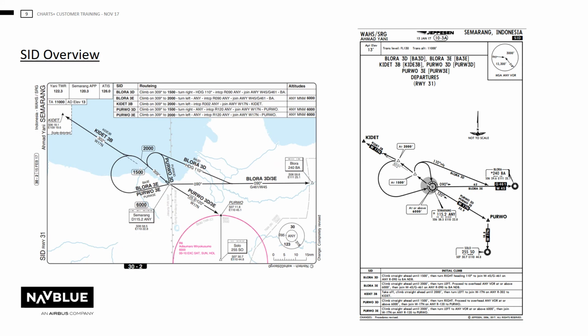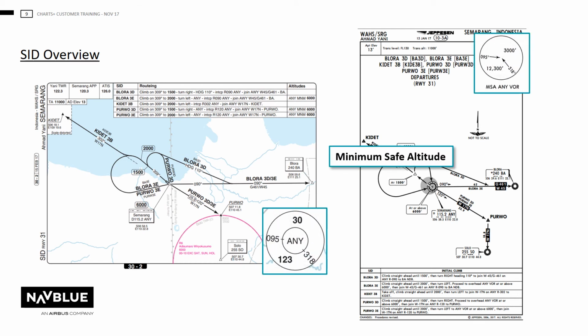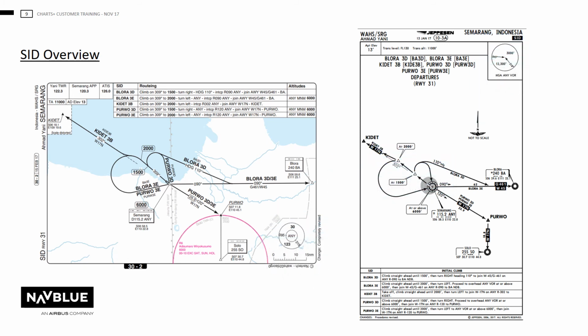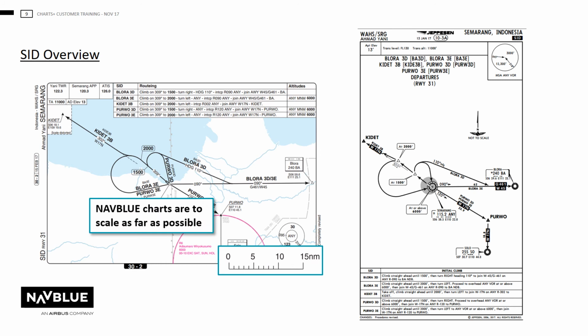In this slide, you can familiarise yourself with the difference between the Jeppesen and Nav Blue SID chart. The minimum sector altitudes, MSA, will be shown in the lower right-hand corner of the chart. Nav Blue will draw their charts to scale as far as possible. For areas where the scale is distorted, geographical background information will be removed, leaving a white space as shown at the top left-hand corner of the Nav Blue chart.